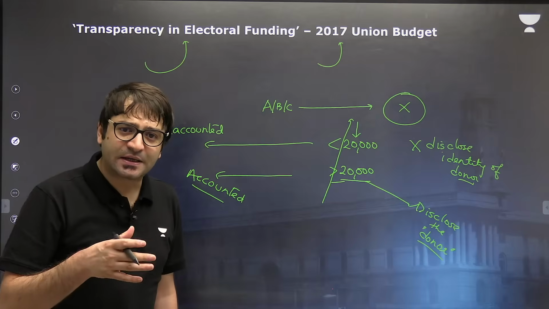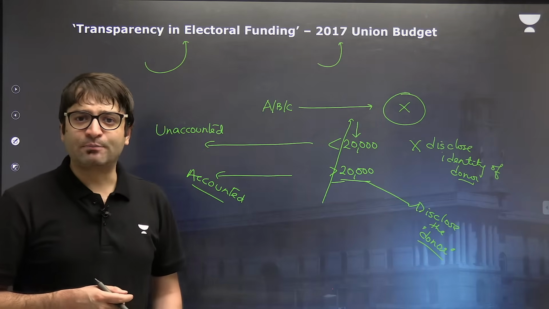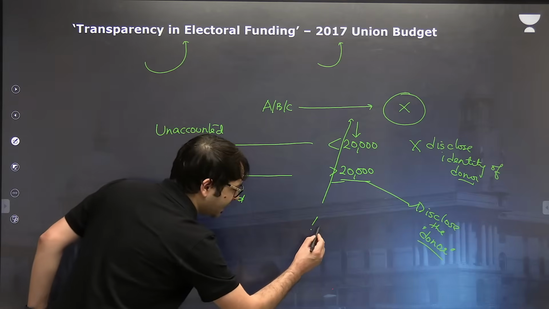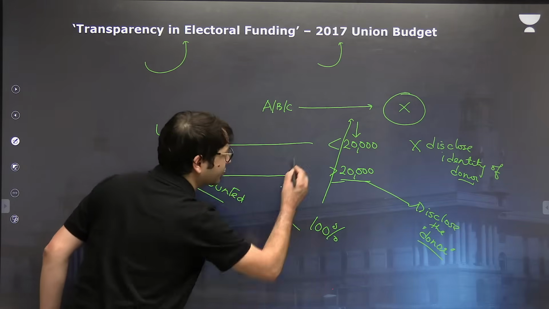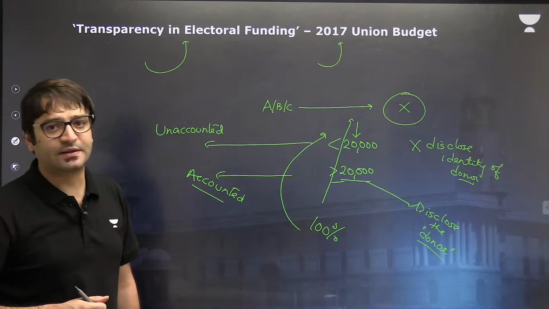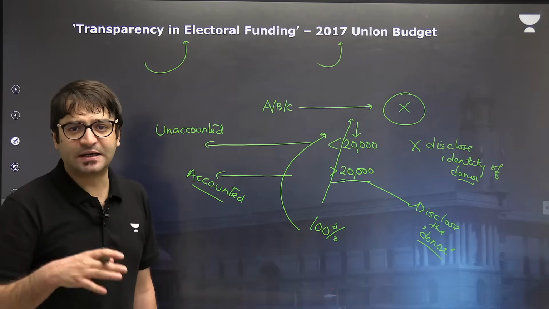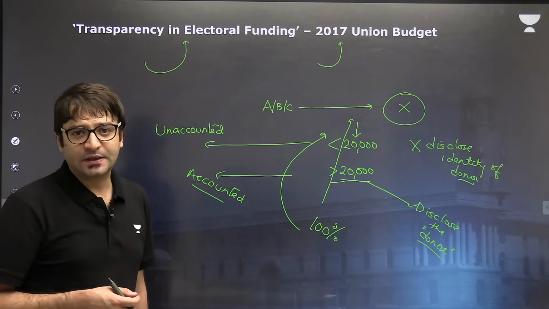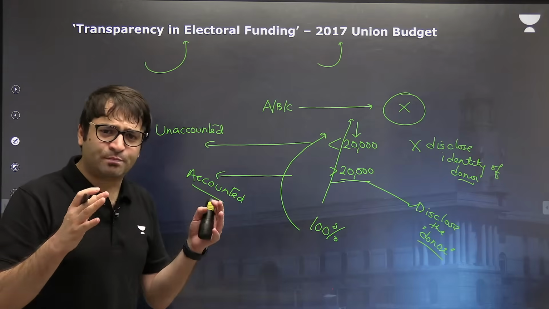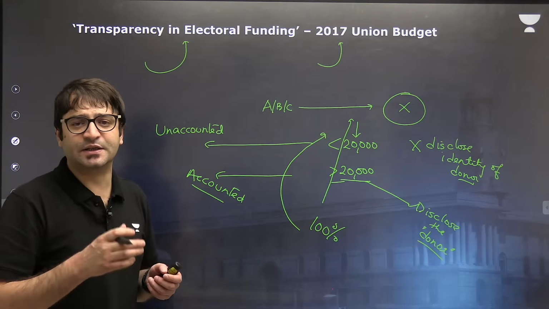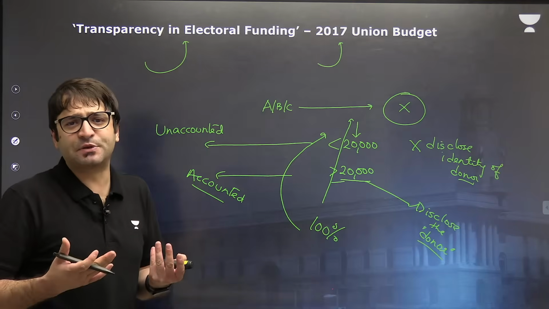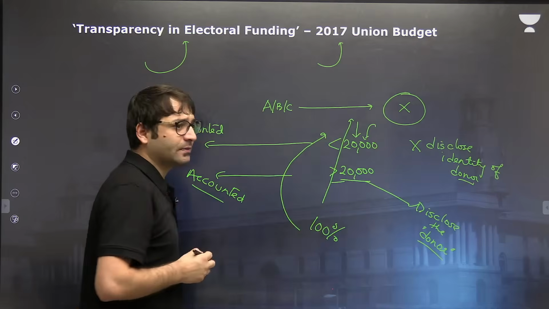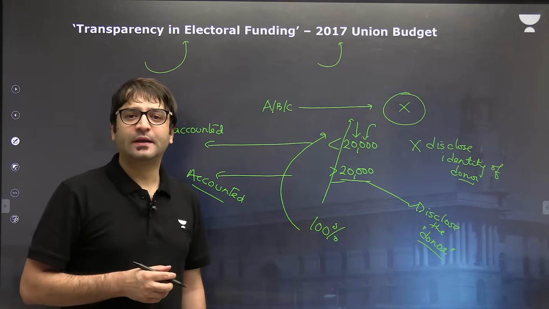But when political parties submit these details, parties such as the BSP say that we have received 100% of our contribution from donations less than 20,000. Samajwadi Party says we have received 95% of our donations from less than 20,000. And the same is the case with the two biggest national political parties, the Congress and the BJP. They say 60 to 70% of our donations we have received from contributions less than 20,000. But how is it possible?